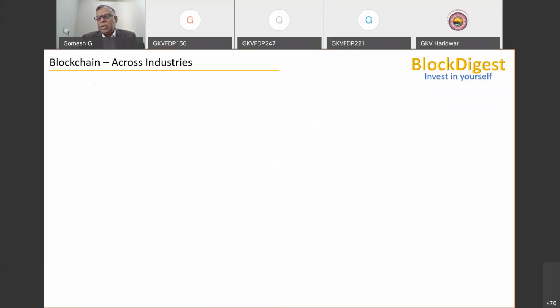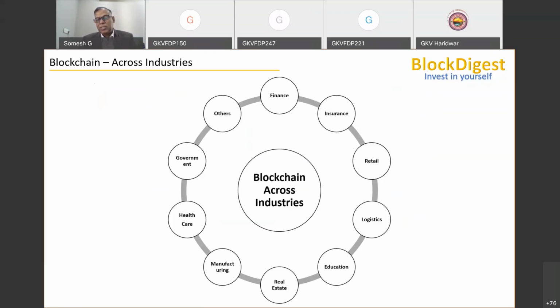Now, blockchain is a horizontal technology. It is not associated with finance. It's just like database is a horizontal technology, programming is a horizontal technology, network is a horizontal technology, so is blockchain. And hence, blockchain can be used across industries. Can be used in finance, insurance, retail, logistics, education, real estate, manufacturing, healthcare, government, and so on and so forth.